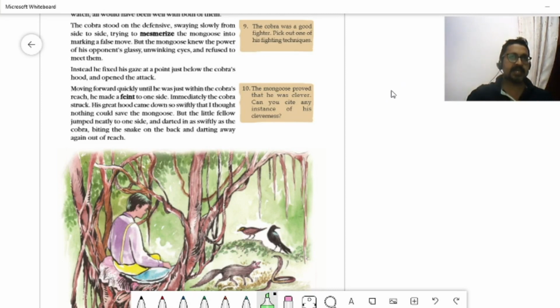It stared at the cobra's hood instead of looking into the eyes, and it opened. It started attacking the cobra. The mongoose started attacking the cobra. Mongoose-ne attack ചെയ്യാനായിട്ട് തുടങ്ങി.